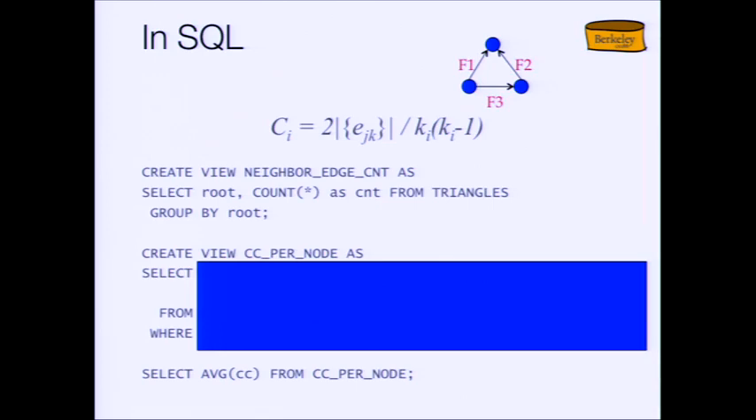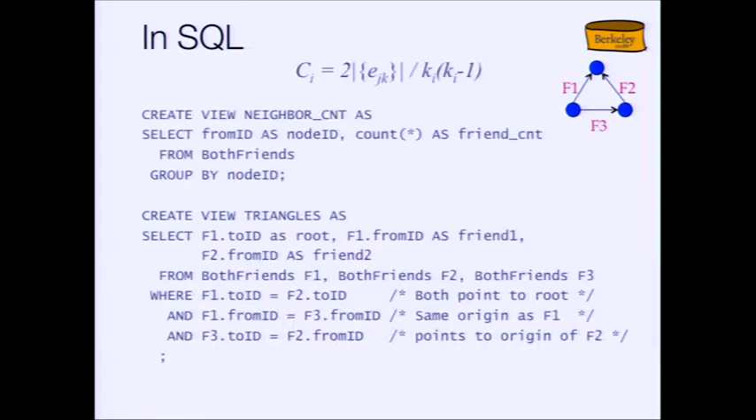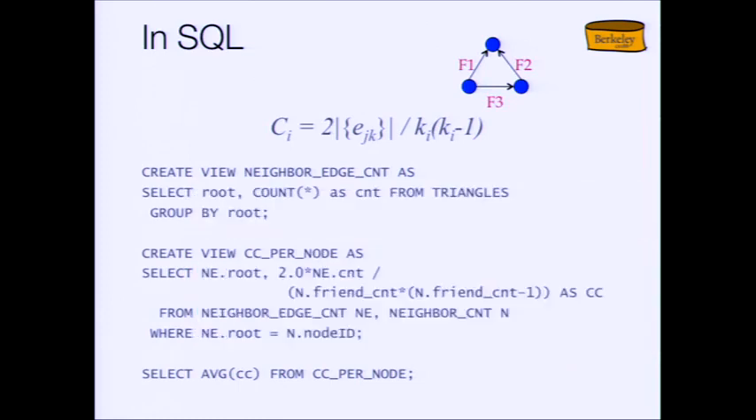And what we've already computed is that neighbor edge count is the numerator. Well, it's the EJK part of the numerator with the squiggles and the vertical bars. It's the number of triangles each I participates in, grouped by root. And then we just need to do the denominator, which we already have, Ki. We computed it on the previous slide. It was neighbor count. So the CC per node is going to be the root, which is the I, so it tells us which I we're talking about, 2 times the neighbor edge count, ne.count, divided by n.friend count times n.friend count minus 1, where ne is from neighbor edge count and n is from neighbor count, when we're talking about the same node.